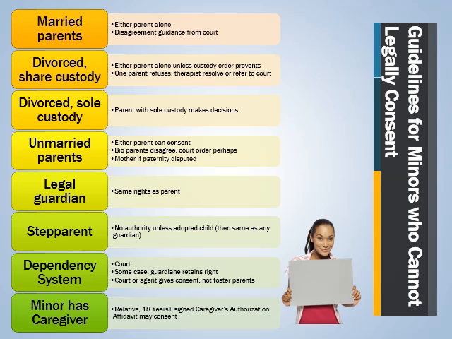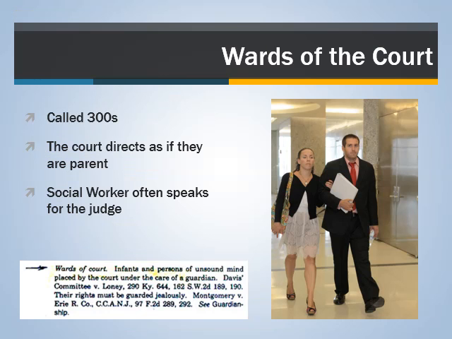Who has access to records? Basically guardians. Even if someone's not in physical custody, they still have their rights. And wards of the court are called 300s, and the court is the one who plays the role of guardian, but often they will have a social worker or someone that they send to act on behalf of the court.